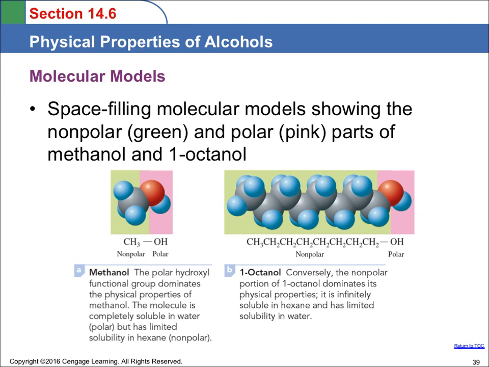If we look at the shapes of these structures, here are some space-filling models. The green portion for each of these is the nonpolar hydrocarbon portion, and the red is where the alcohol group is. So this gives you a sense. The methanol almost feels like it's half and half, whereas with octanol, a large portion of it is the hydrocarbon, which is nonpolar, versus the alcohol, which is polar.